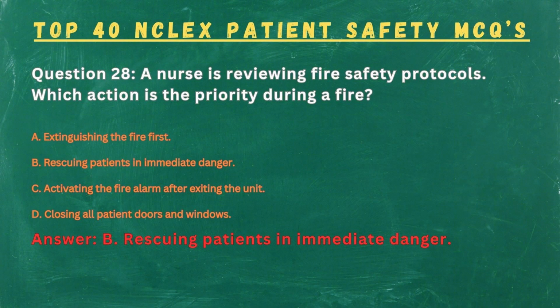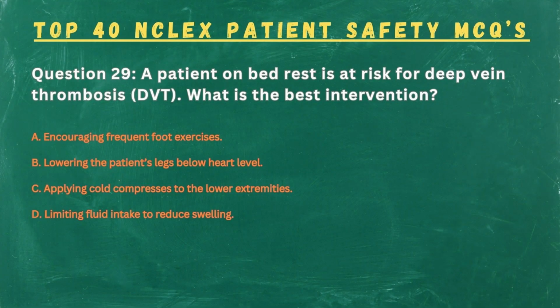Answer. B. Rescuing patients in immediate danger. Question 29. A patient on bed rest is at risk for deep vein thrombosis, DVT. What is the best intervention? A. Encouraging frequent foot exercises. B. Lowering the patient's legs below heart level. C. Applying cold compresses to the lower extremities. D. Limiting fluid intake to reduce swelling. Answer. A. Encouraging frequent foot exercises.